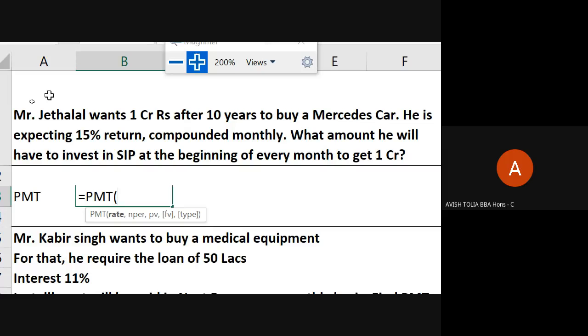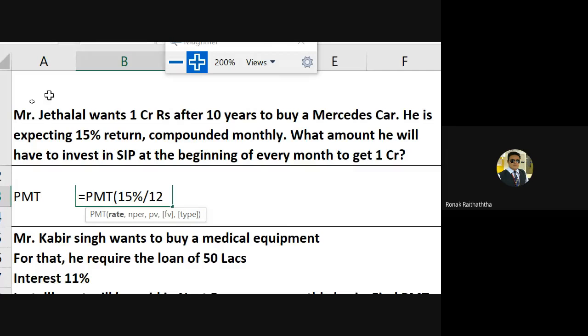15%. 15%. Any modification? Yes, sir. It's like divide by 12 because it's monthly. Very true. We want to know what amount Mr. Jethalal should invest on a monthly basis.